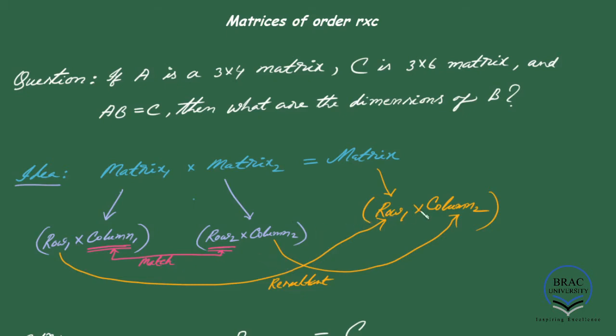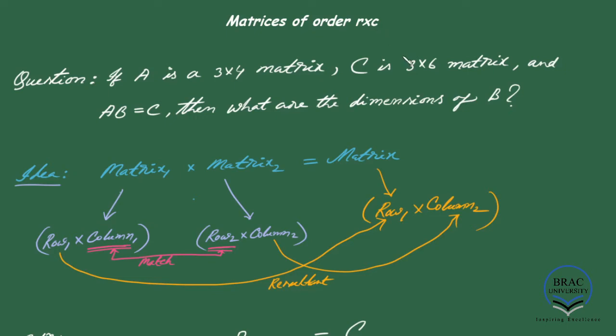But what would be the dimension of the resultant matrix? The row number of the resultant matrix comes from the row number of the first matrix, and the column number of the second matrix will be the column number of the resultant matrix. This is how we can construct the dimension of the resultant matrix. That is the general idea, and it is applicable for matrices that are not even square, like R by C, where these two numbers are different, like 2 and 3.